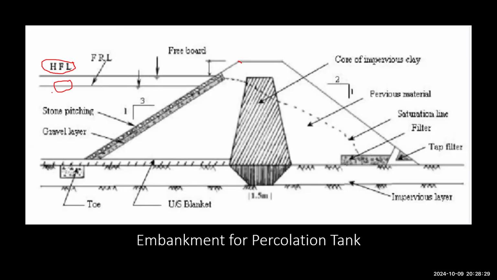So the head from the normal water level to the highest flood level passes over the waste weir, that is the outlet for the percolation dam. And above that there is a freeboard. This freeboard avoids the overtopping of water from the earthen embankment. If waves are created, then also overtopping is avoided. So that is the importance of the term freeboard.